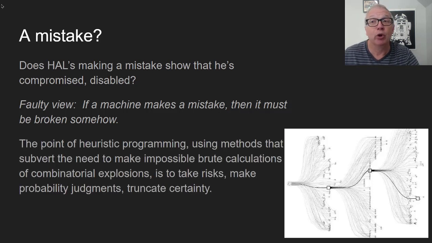Look, the point of heuristic programming, using methods that subvert the need to make impossible brute calculations of combinatorial explosions, is to take risks, to make probability judgments, to truncate certainty. And here's the idea. When the world that the AI system is dealing with is more complicated, with more possible future states than a chessboard, the combinatorial explosion of all the possible ways the world could go from here gets too big. It gets far too big to be able to calculate it.